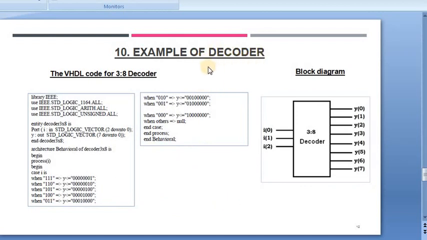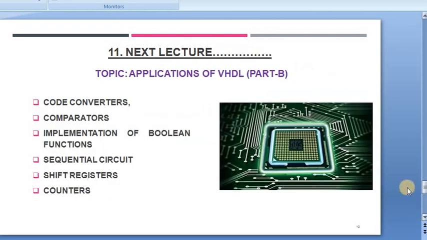This was all about today's topic of applications of VHDL, where we covered part A today. In the next lecture, as you see in the next slide, we shall be covering part 2 of applications of VHDL. So we shall cover various topics such as code converters, comparators, Boolean functions and their implementations, sequential circuits, registers and counters. Thank you.